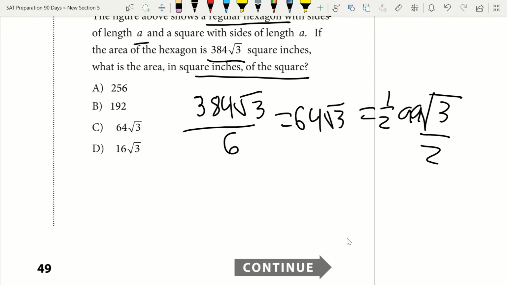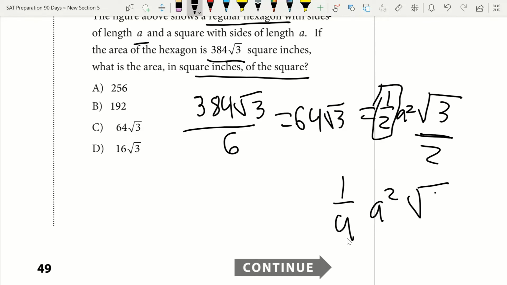Okay, so now I've got half A squared square root 3 over 2, because we had half A, and then times A root 3 over 2, so that's going to be half A squared root 3 over 2. All right, so now what can I do? I can take this half here and simplify that by splitting it over 2. Half over 2 gives me a quarter, so 1/4 A squared root 3. That's a 4, not a 9.